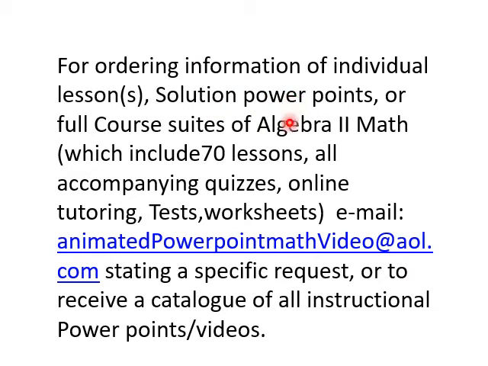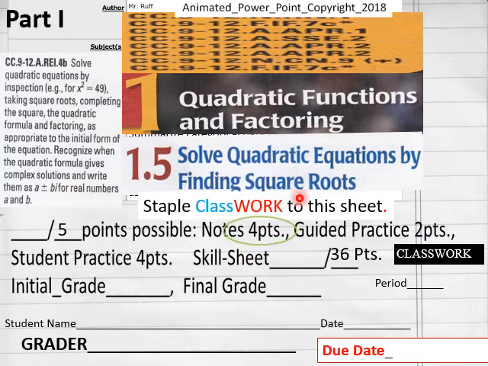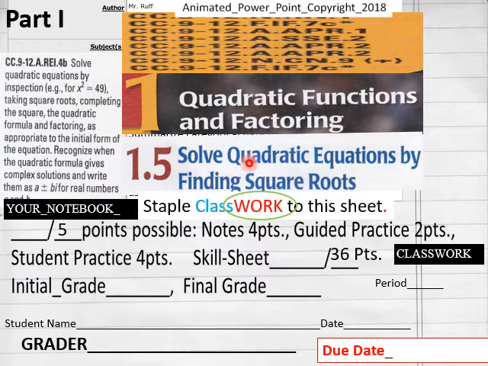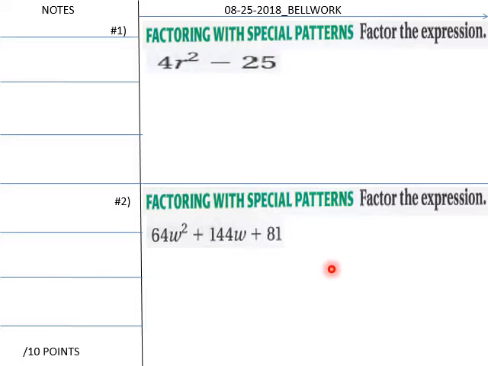Hello everybody, we're getting ready to do lesson 1.5, Algebra 2, and here we go. 1.5, solve quadratic equations by finding square roots. You've got 5 points in notes, and we've got a 36-point skill sheet at the end of part 1.